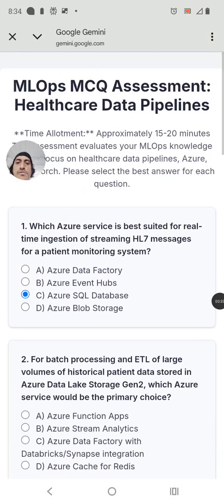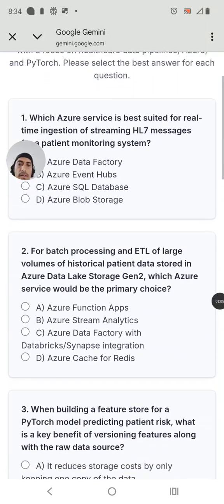For instance, the first question is which Azure service is best suited for real-time ingestion of streaming HL7 messages for a patient monitoring system? So we are looking for a service for real-time ingestion of streaming HL7 messages. So Azure Data Factory, Azure Event Hubs, Azure Blob storage. So ingestion. We are looking at ingestion. Azure SQL database. So I'm going with Event Hubs.